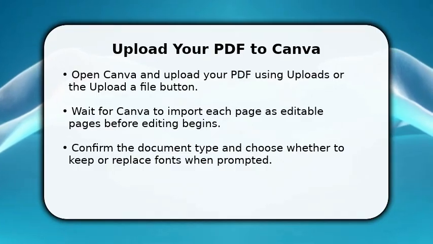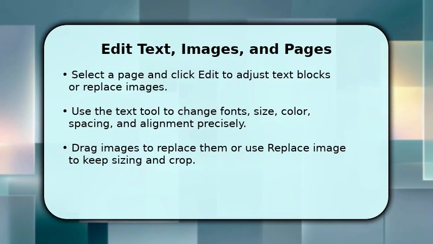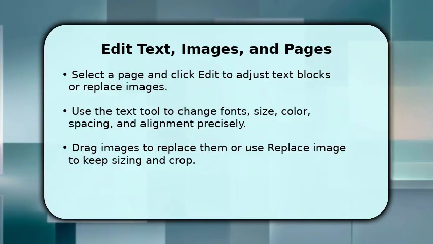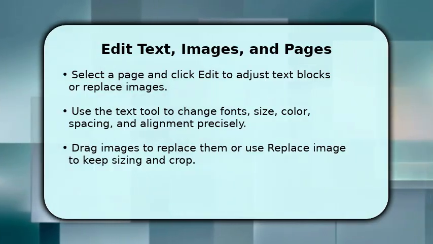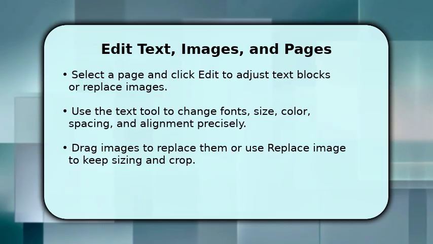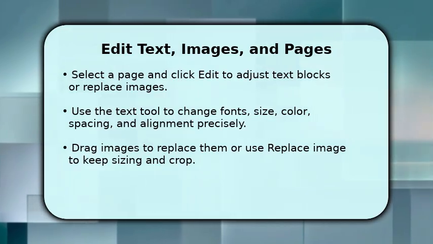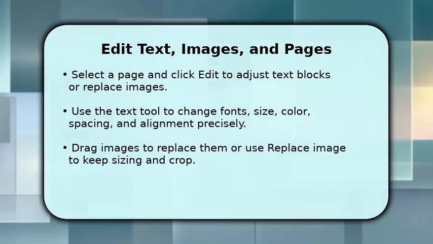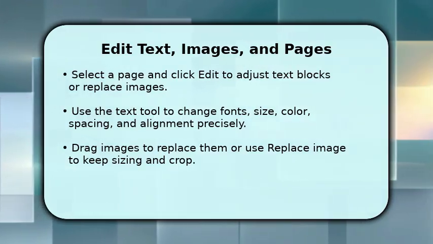Select a page and click Edit to adjust text blocks or replace images, then click directly on any text to open the text toolbar. Use the text tool to change fonts, size, color, spacing, and alignment precisely, and toggle bold, italic, or uppercase as needed. Drag images to replace them or use Replace Image to keep sizing and crop while preserving layout.